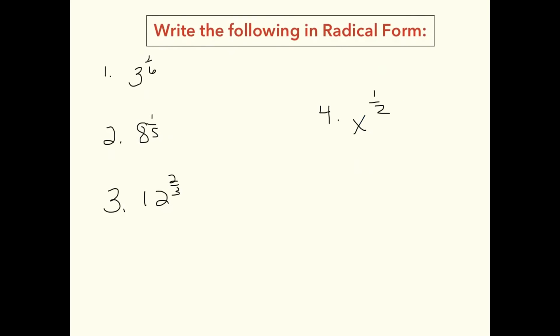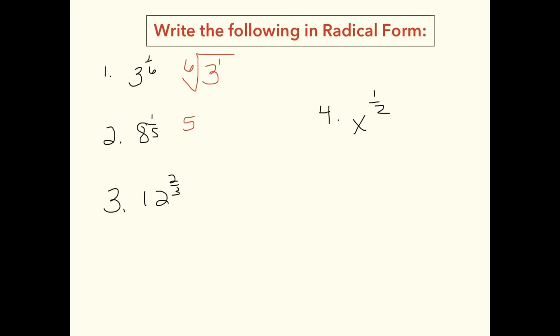So let's do these together. This is your rational form. It's got the base with the exponent, and we want to write them in radical form. So go ahead and do this on your paper. We've got 3 to the 1/6 power, and so remember that denominator here becomes the nth root. So the 6th root of 3 to the power of this 1.